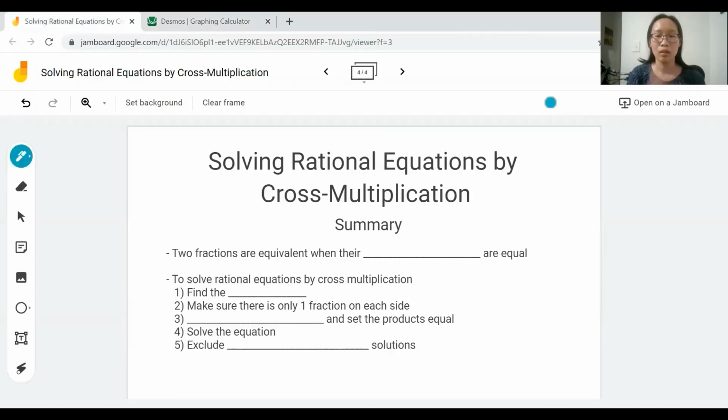Let's summarize. Two fractions are equivalent when their cross products are equal. And to solve rational equations using cross multiplication, first we have to find the domain. Then we make sure there's only one fraction on each side of the equal sign. If there's not, we can combine down to 1, or we can multiply through by the LCM, which we'll do with a different video. Once you have one fraction on each side, you cross multiply and set the products equal to each other. From there, you can solve the equation and then exclude any extraneous solutions or values that make your denominator 0 or undefined.